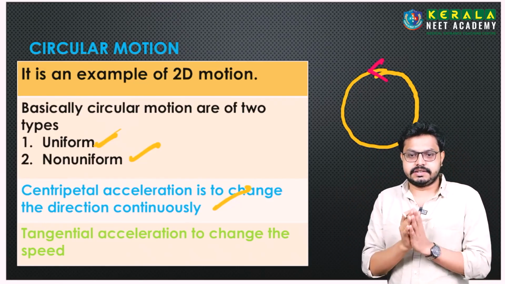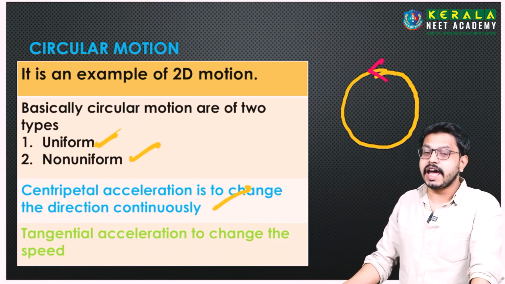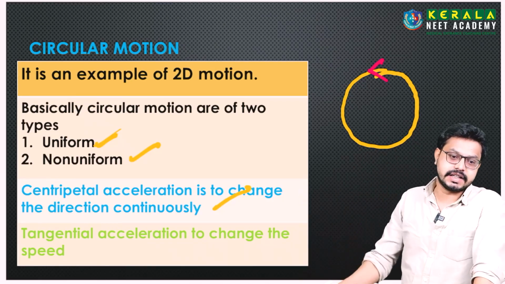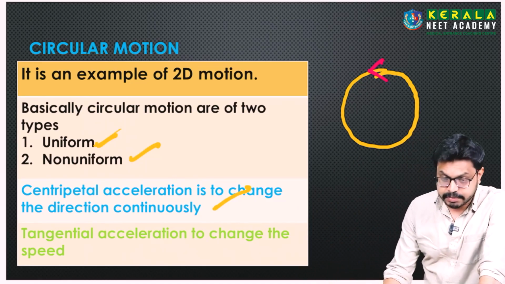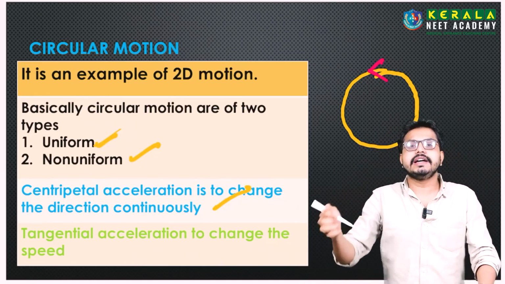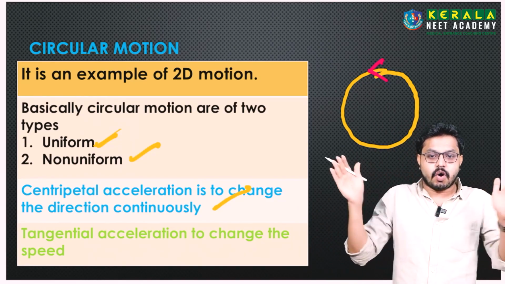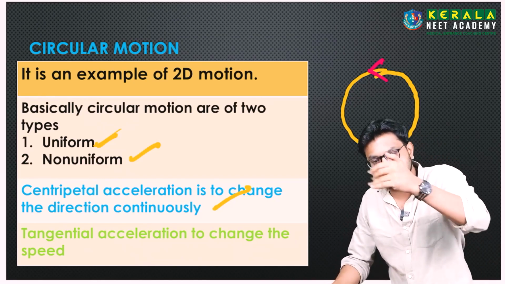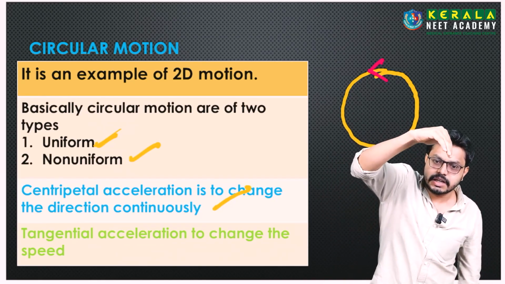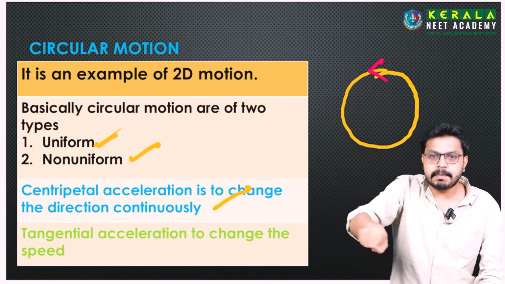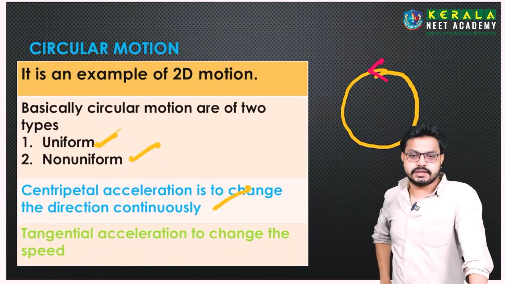What is the reason behind the change in the direction of the velocity? That is the centripetal acceleration. Clear? From each point the direction is changing, and that is why it moves along a circular path. If the direction is not changing, it will move straight. If the direction is changing at each point, it will bend, and the path will be a circular path.